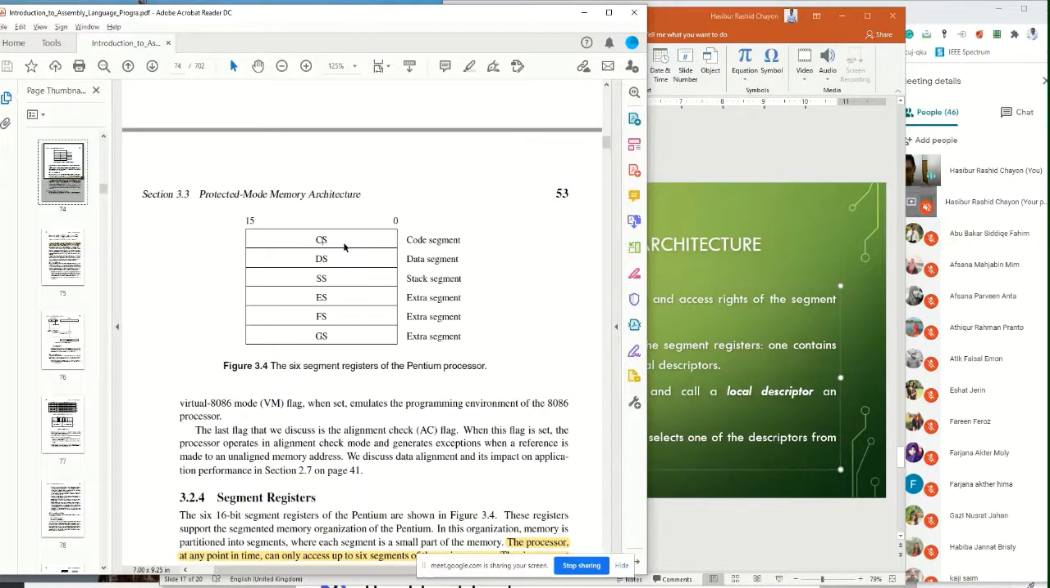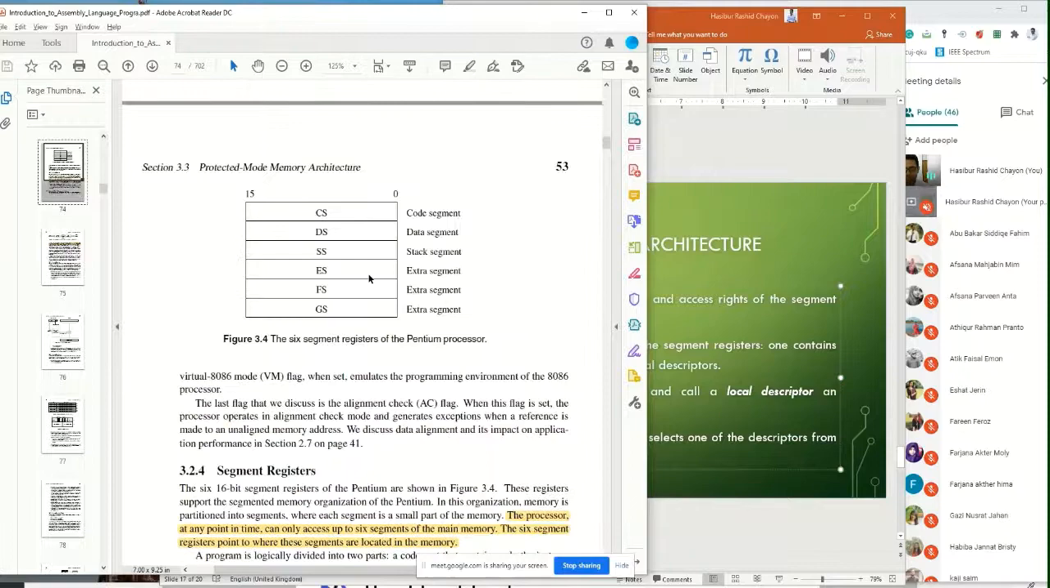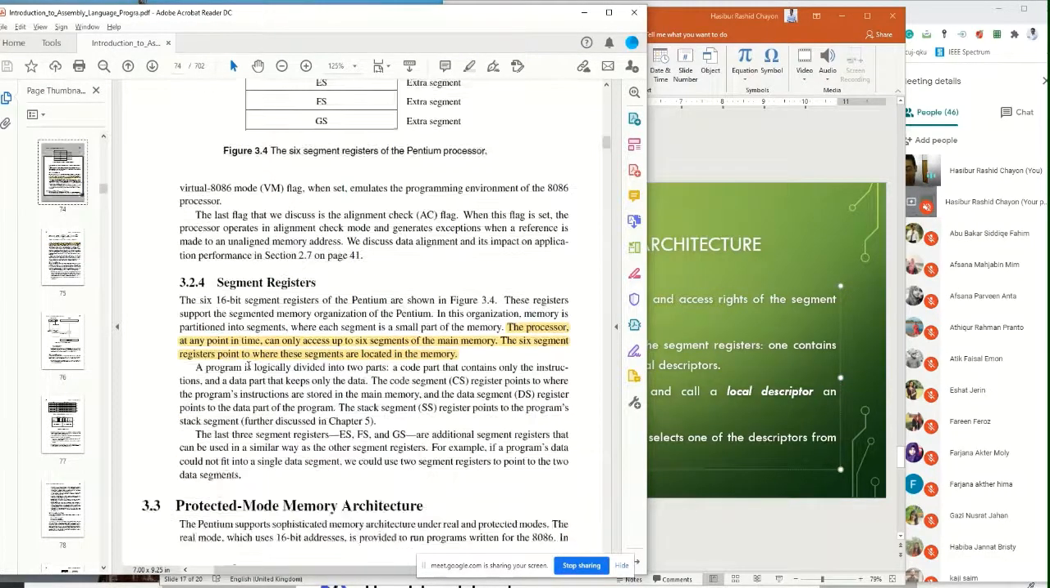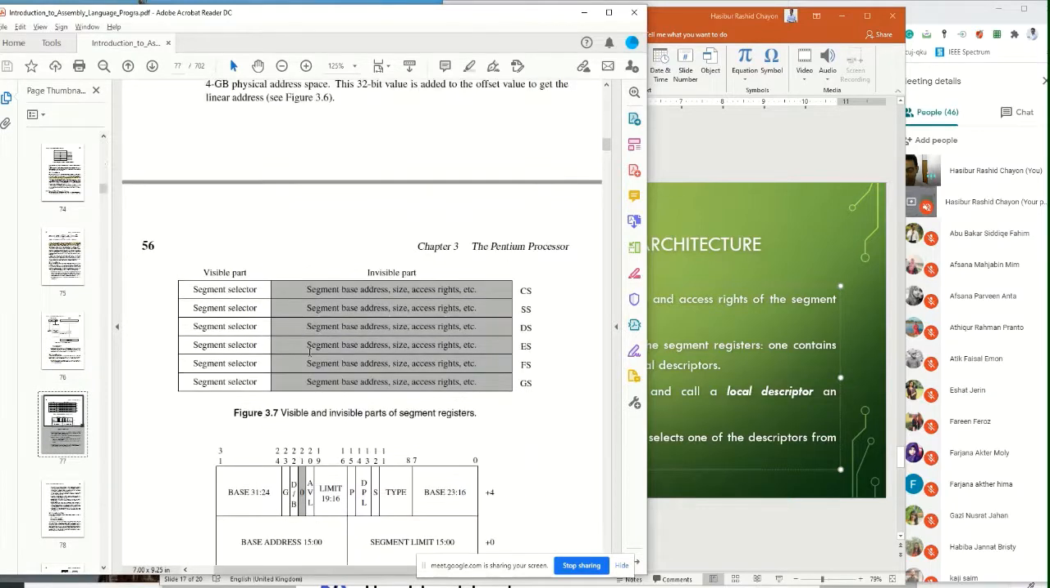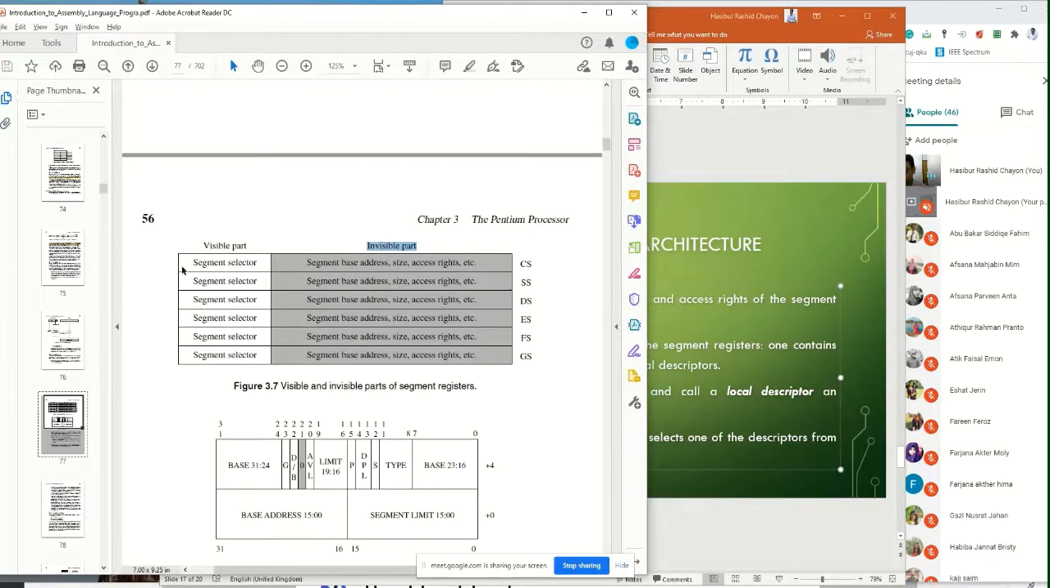That's why, if you think about a more elaborate view of our 6 segment registers, you can look at this picture. Previously we knew only this part, but there is also another part called the invisible part. Don't worry about this one. Why I'm showing this is that each of the segments in the 6 segment registers has data inside called the selector. They store information regarding the active memory, and that information is called the selector, saved into the segment register.